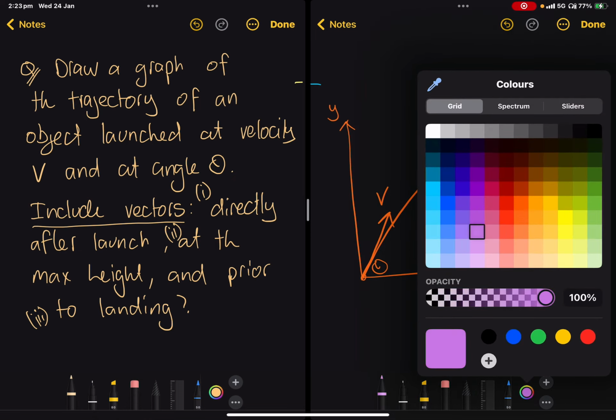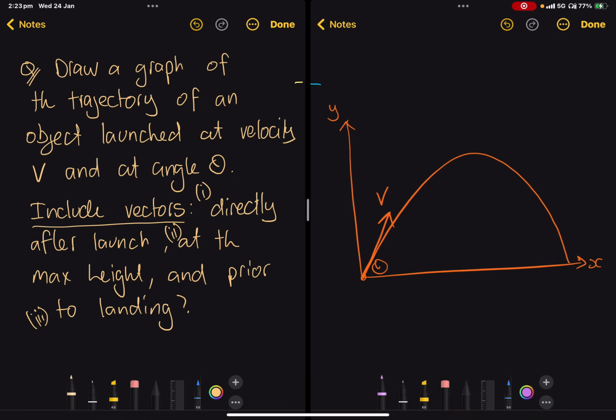So I'm going to change color here. So just as it launches, let's pick a point just after it launches here. It has a horizontal component this way and it has a vertical component up this way. And we can see that combining these two vectors would give us a vector approximately similar to the launch vector. Right, so we know that that's roughly correct. So that is directly after the launch.